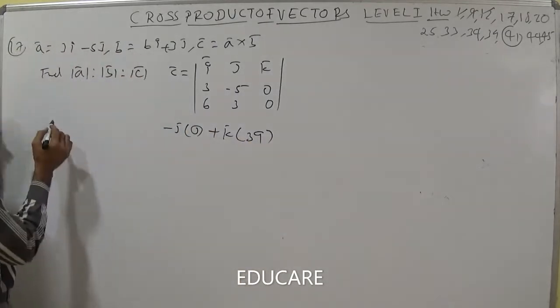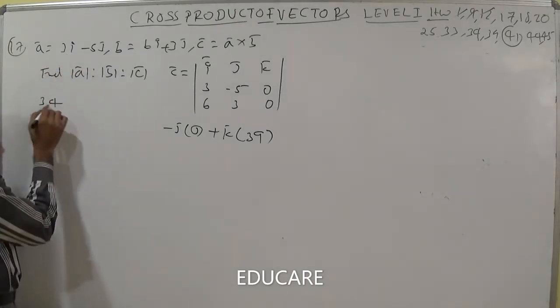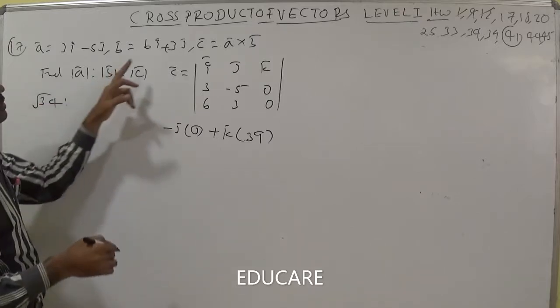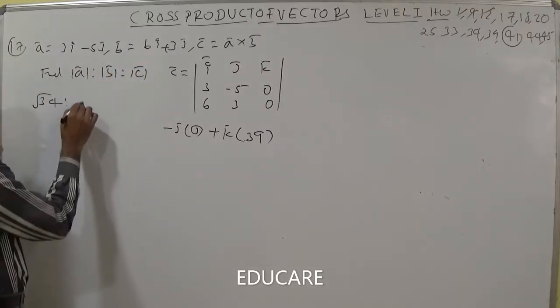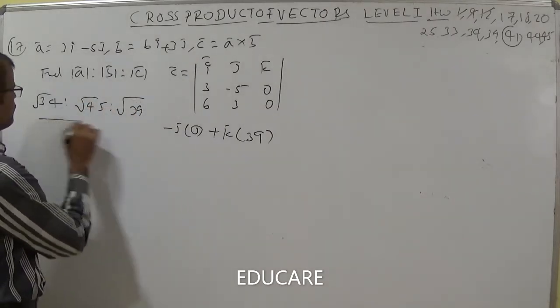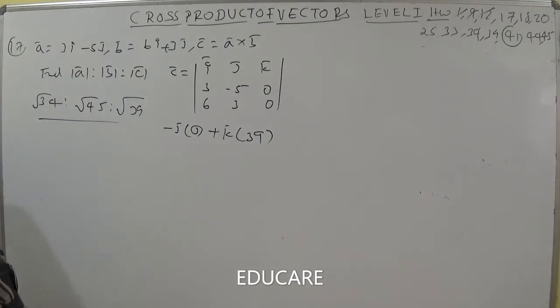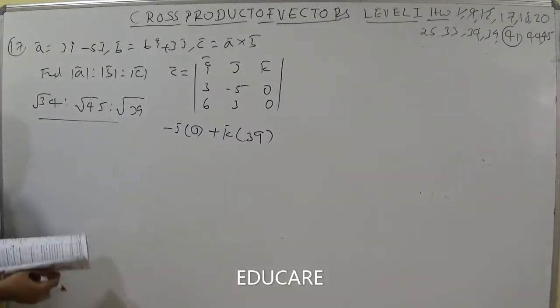So what is the magnitude of this one? Root of 9 plus 25, root 34, is to magnitude of B, 36 plus 9, so this is root 45. The magnitude of C is root 39 simply. Root 34 is to root 45 is to root 39. This is a triple easy question. Next, the 18th one.